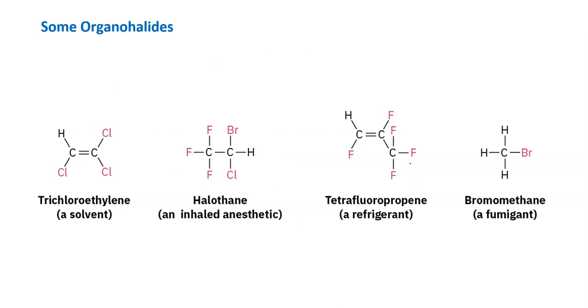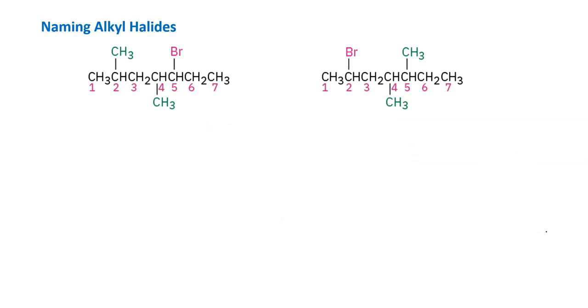Okay, so these are all various organohalides, and this is just showing you where they are commonly used. So trichloroethylene is a solvent. This halothane is used as an anesthetic. Tetrafluoropropene is a refrigerant, and a fumigant is bromomethane. So some of these you can name, and we'll practice the naming, but there's the systematic way of naming stuff. So here are those examples.